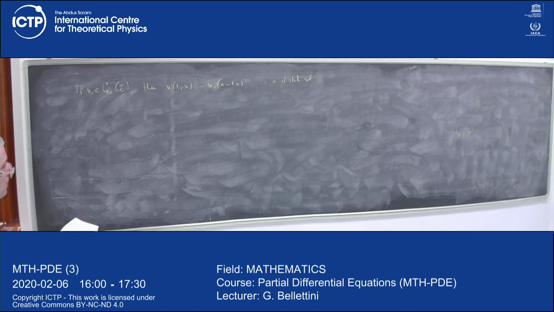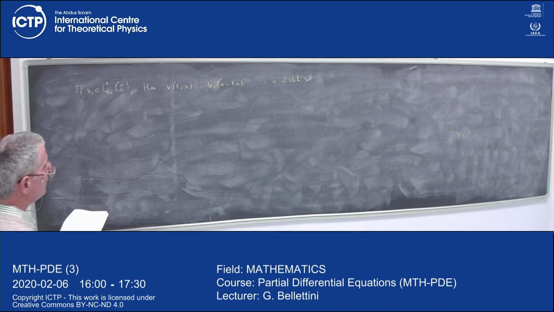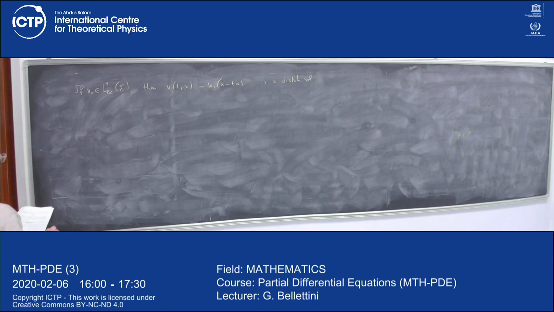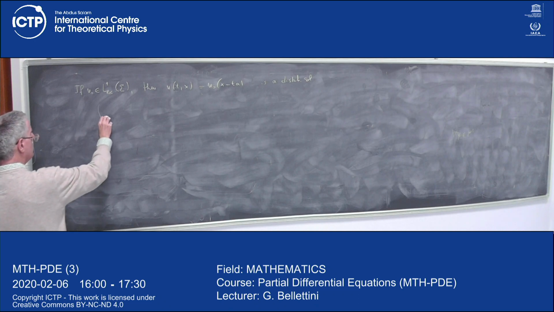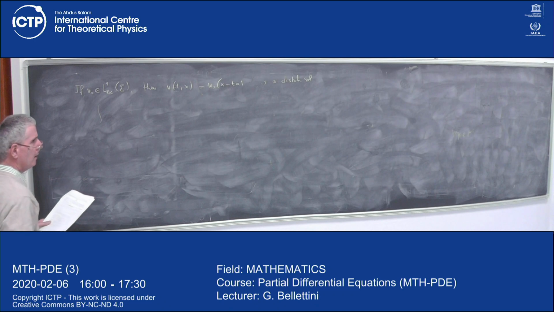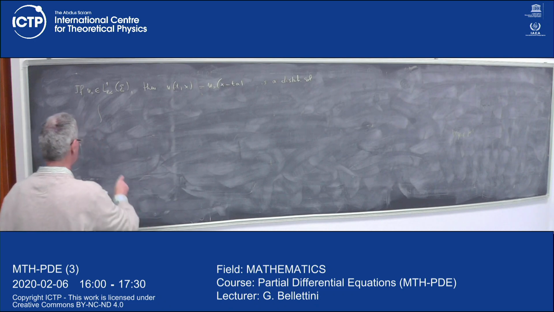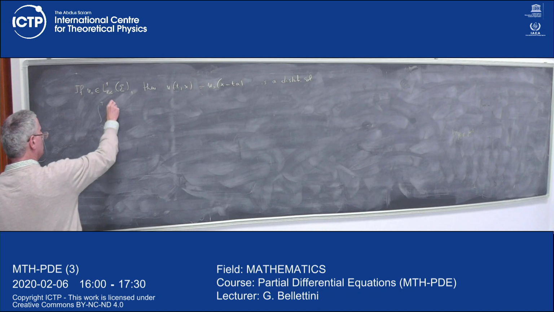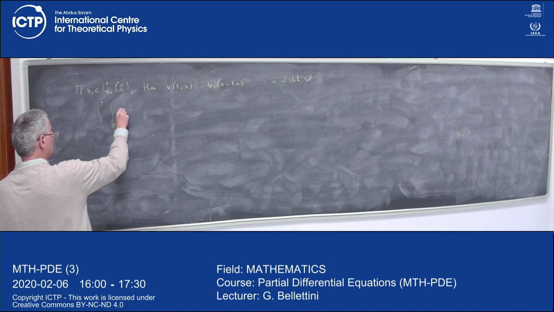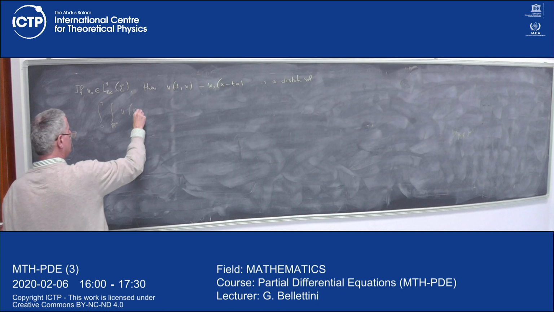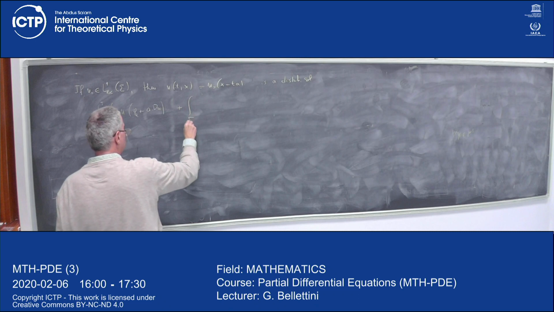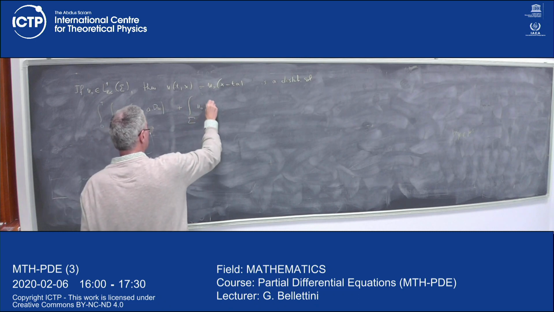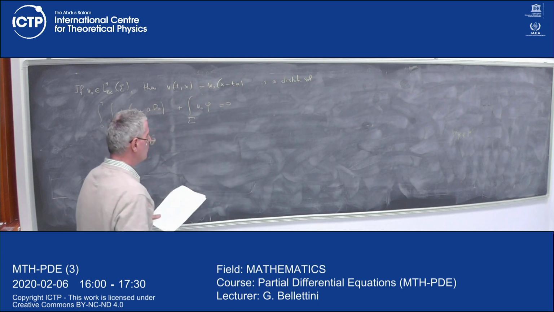But I think that the idea is again it's simply a change of variables. So you have to prove that the integral of u, plus the integral of u0 phi, equals 0 for any phi, no?